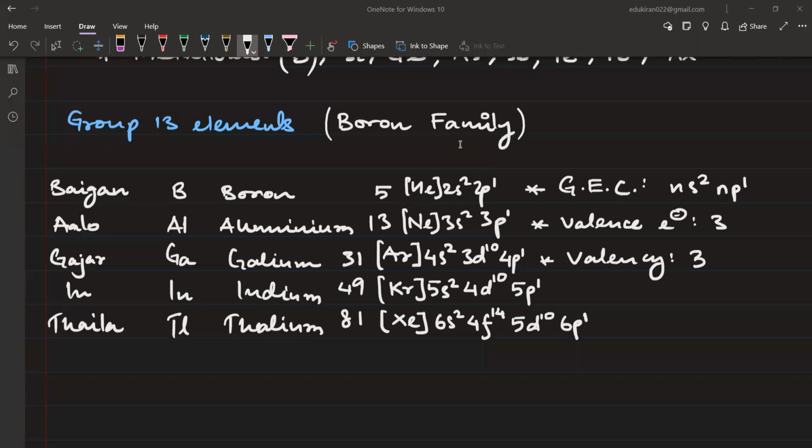Sir, the last electron. Valence electron is related to valence shell, right? All the electrons in the valence shell, right? Okay. So what is the valence shell in boron? Which shell is the valence shell? Tell me. 1, 2, 3, 4. Which shell is the valence shell?